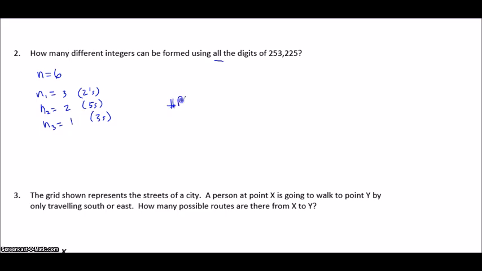And to get the number of permutations, start off with 6 factorial as if there were no repeats, and then just cancel out the repeats. 3 factorial, 2 factorial, 1 factorial. Do the math on that, and you get 60 different ways you could write the 6 digits shown here as a different number.